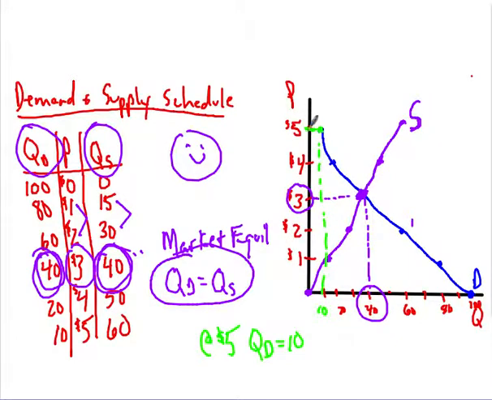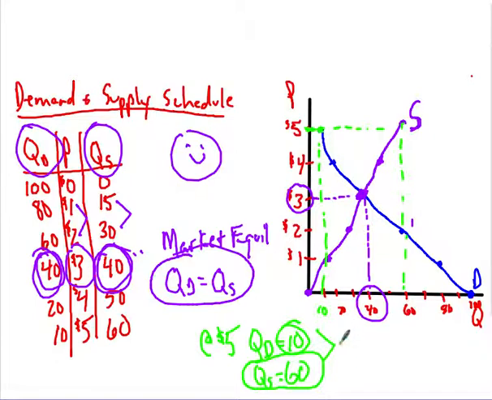And how about the quantity supplied? So we go back to this $5, go over until we hit the supply curve, and then we drop that down. We can see that the quantity supplied equals 60. What does this mean exactly? That means that if you're a store owner, you're supplying 60 of something, whatever it is. But at a price of $5, only 10 people show up to buy it. And so when you end up with this scenario, we have what's called a surplus.